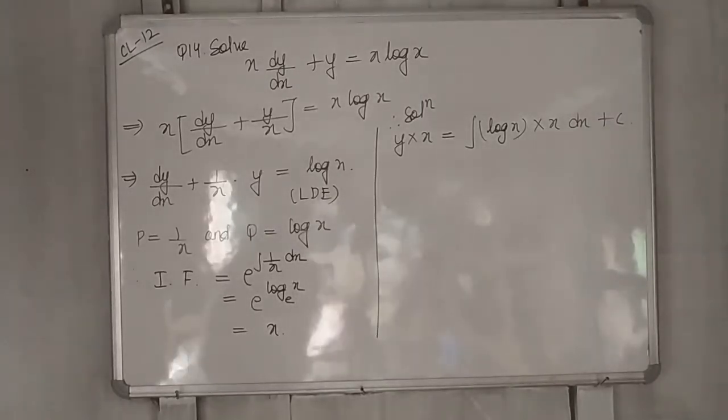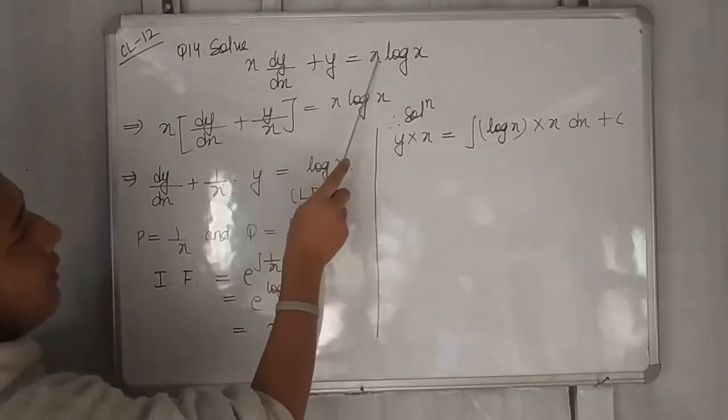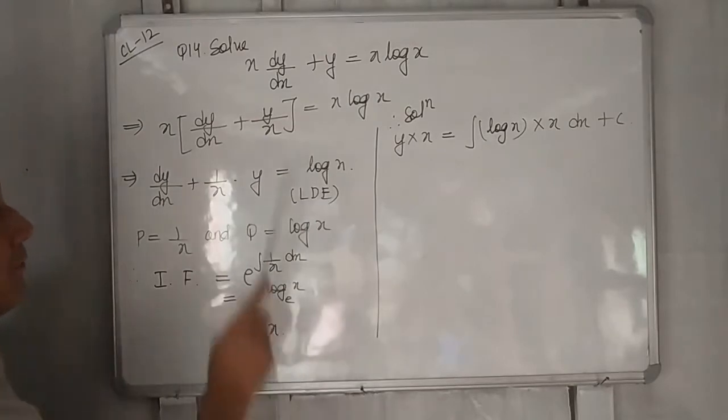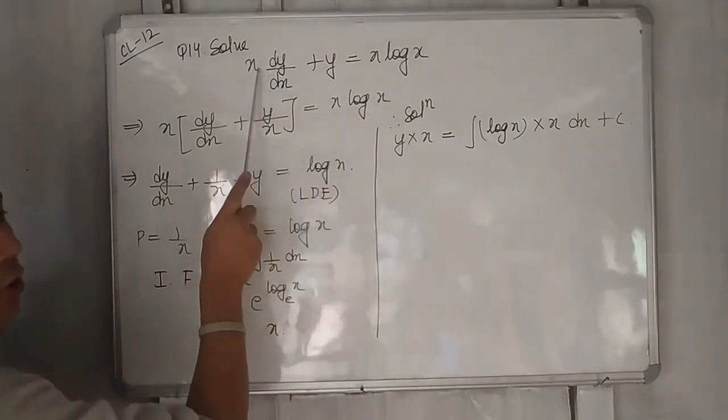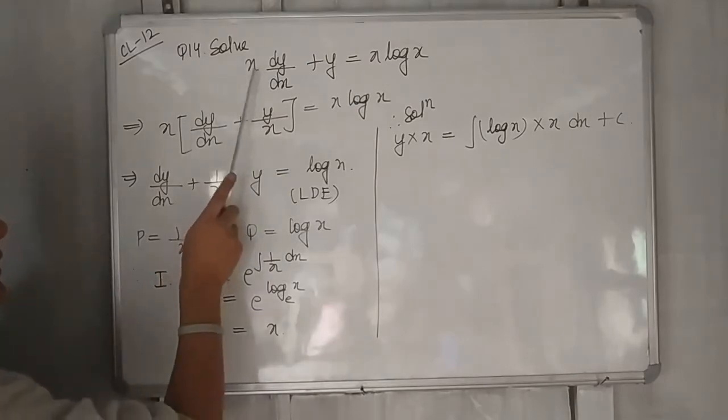So in today's class we'll start with question number 14. We were doing linear differential equations. Question number 14 is x dy/dx + y = x log x. The first thing here is we have to take x common so that we can make the coefficient of dy/dx 1. So please take x common.